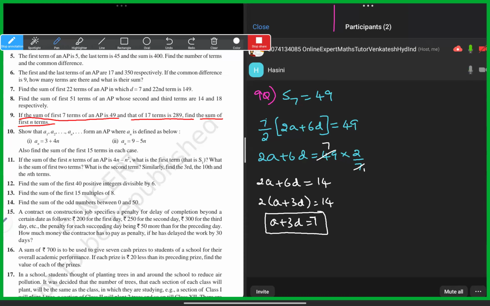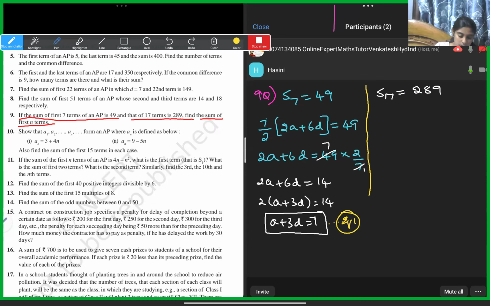I'm writing S17 as one more equation. They gave S17 as 289. Let us take this as equation 1.